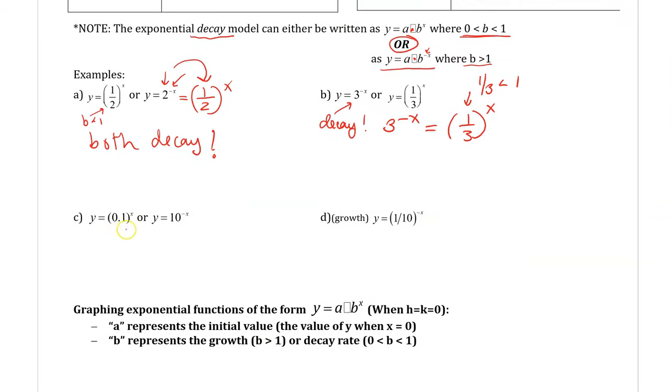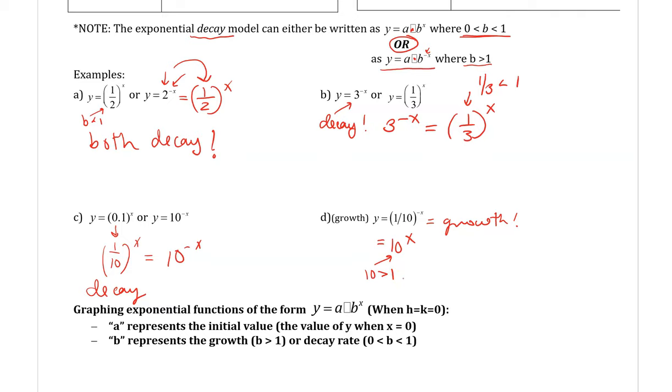These are both considered decay models because 0.1 is 1 over 10, right? So 1 over 10 to the x is equal to 10 to the negative x. So these are both decay models. And then this one is actually a growth. Just to show you another example, if you raise a base that's less than 1 to a negative power, that would be equal to 10 to the x, and 10 is greater than 1, so that's actually growth. So just be on the lookout.